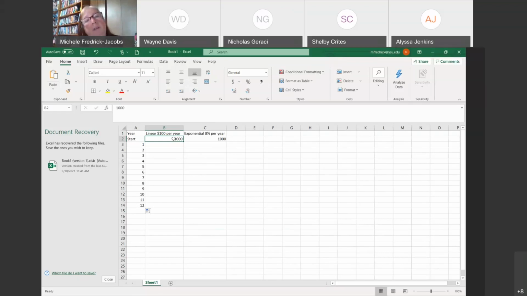So we put our 1,000 in first and hit enter. Now this one we need to add 100. So we go up here, put your equal sign. Then we want to take the old balance. Notice it highlighted it and put the B2 up here. Then we're going to add 100, and hit enter.